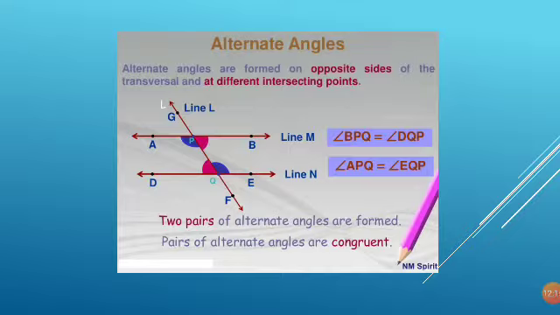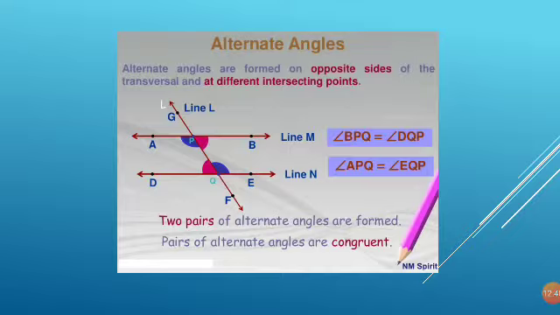Alternate angles. Alternate means 1, 3, 5, 7 and 2, 4, 6, so those are the alternate numbers. Alternate angles use the same method. Alternate angles are formed on opposite sides of a transversal and at different intersecting points. Two pairs of alternate angles are formed, and each pair of alternate angles is congruent.